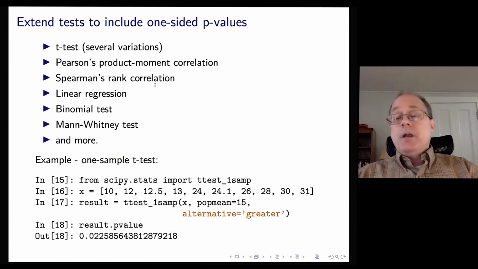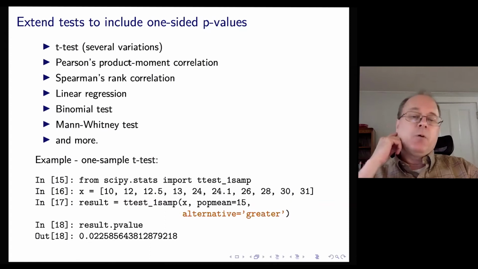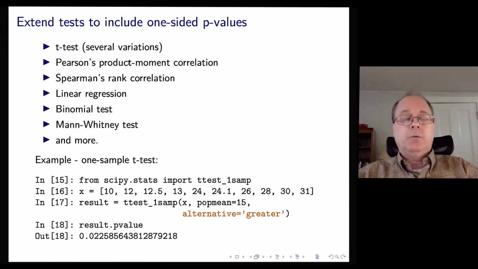Another important area that we're working on adding, as I mentioned earlier, is one-sided p-values for a lot of tests. We've already got code in there, either committed or in pull requests, for the t-tests, Pearson's product moment correlation, Spearman correlation, linear regression, and a few other tests that we've got working.